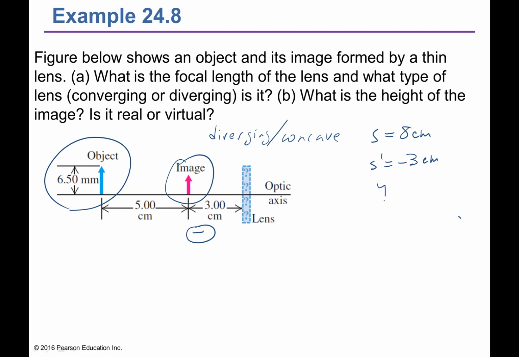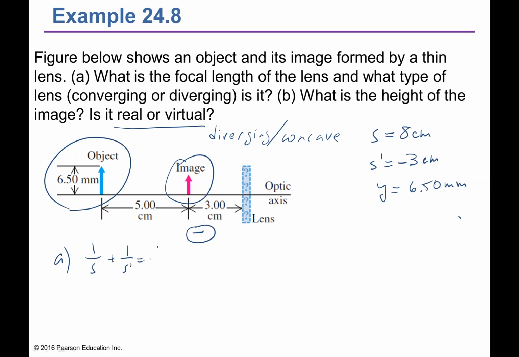We're also given the object height, 6.5 millimeters, and we're going to use all of that information to find, for part A, the focal length, and for part B, the height of the image. And it asks, is it real or virtual? Well, obviously we know that it is virtual, because all the virtual images here are upright and in front of the lens.